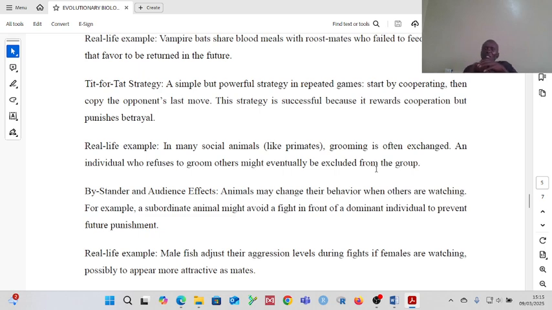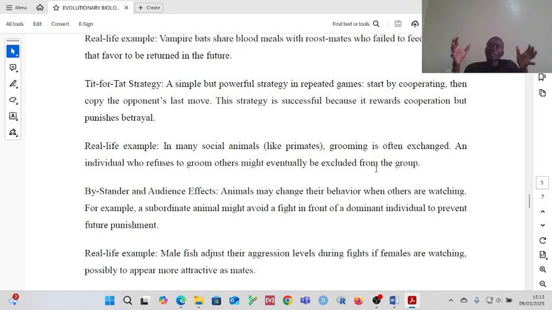Okay. So in many social animals, like primates, for example, grooming is often exchanged. So an individual who refuses to groom others might eventually be excluded from the group. So why are they excluding this individual from the group? Because the last thing they did was betrayal by refusing to groom others.